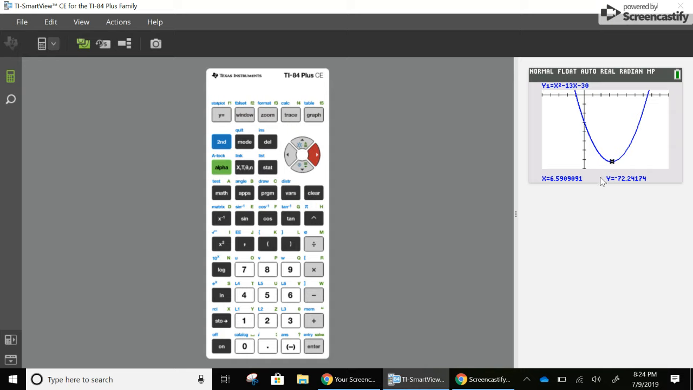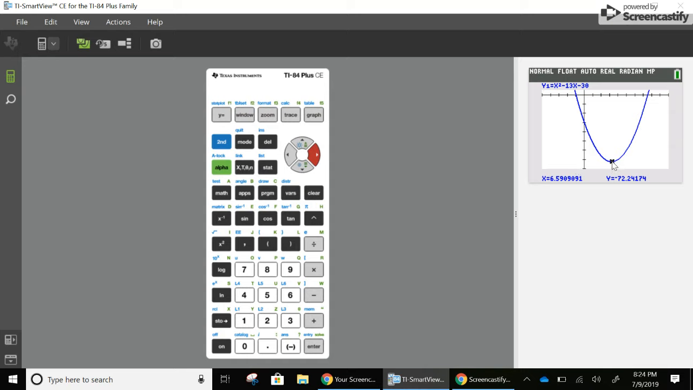One is the axis of symmetry. The axis of symmetry is a line that goes straight up and down, and it touches the x-axis. So what would the equation of the axis of symmetry be? Well, since it only touches the x-axis here, if you draw an imaginary line like this, it's x equals 6.59, or 6.6. That's the equation.